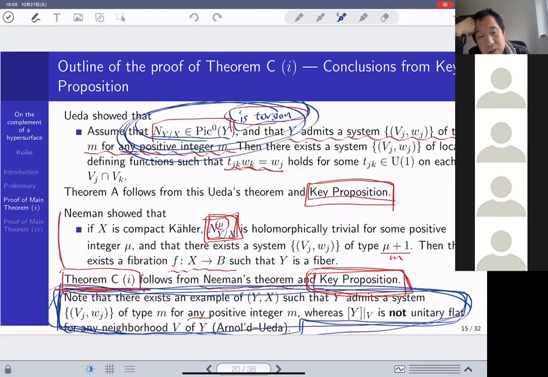I guess it's a difficult part. So for that example, it's not compact. At least in this Arnold-Ueda example, X is an open surface. And I guess it is a non-Kähler surface. Okay, I see. I'm not sure, but I guess. I see. Thank you.